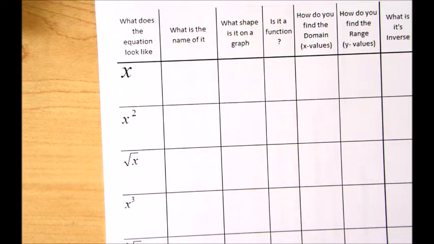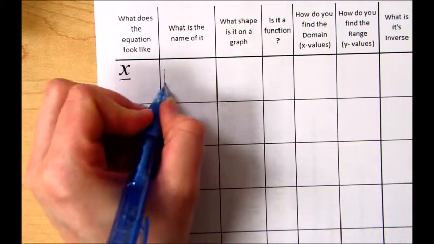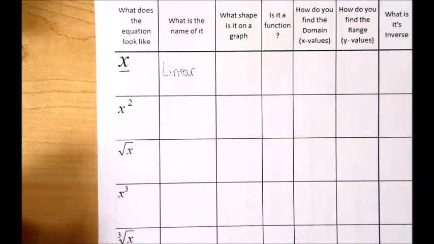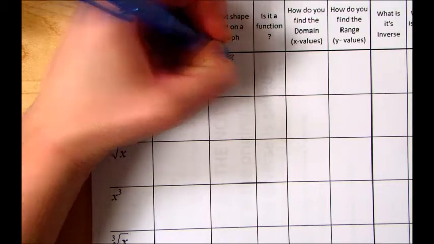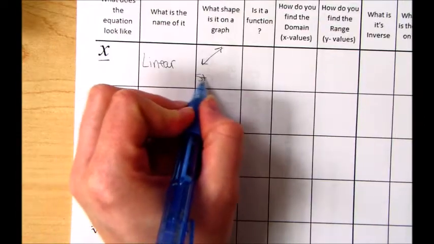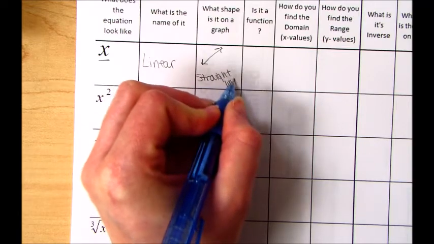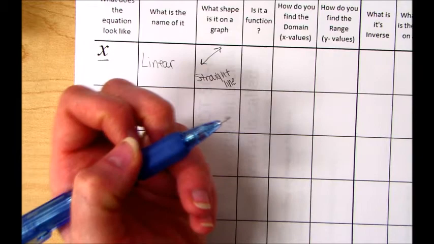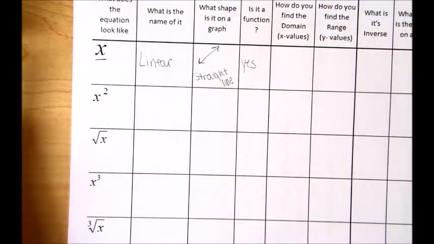So let's say we have an equation with just a plain old x in it. The name is linear. You should remember that, but just in case, let's remember that it's linear. The shape is just a straight line on a graph. And are straight lines a function? Absolutely yes. If you have a y equals mx plus b equation, they are going to be functions.